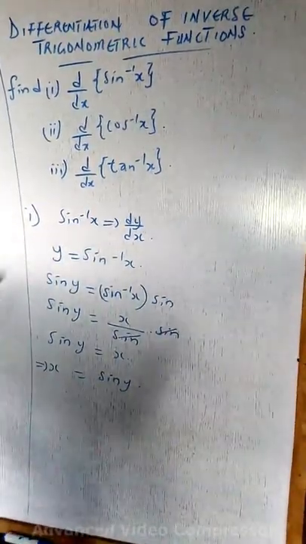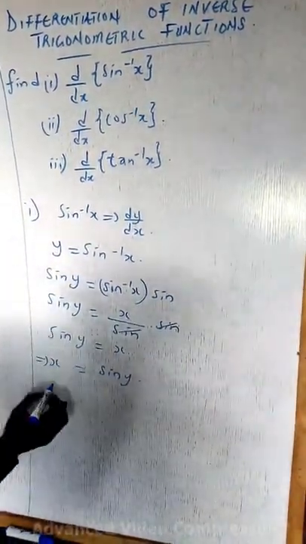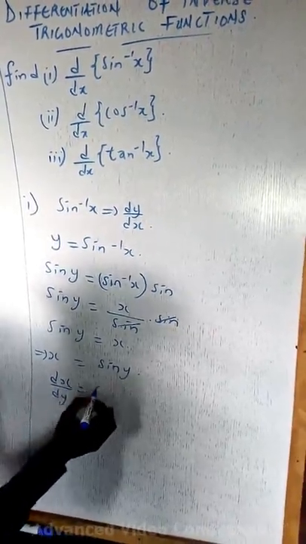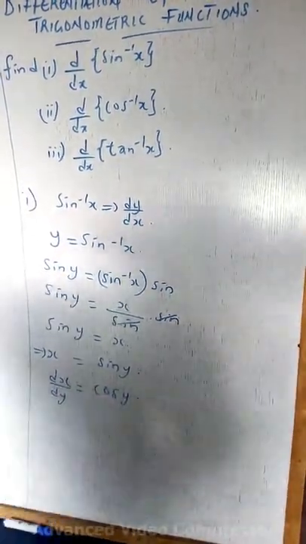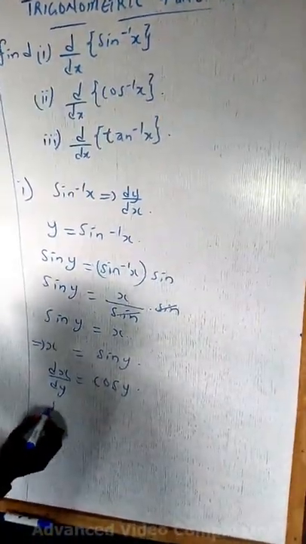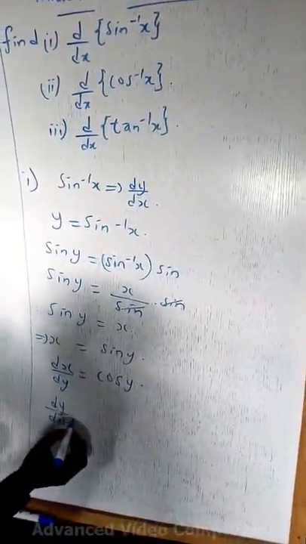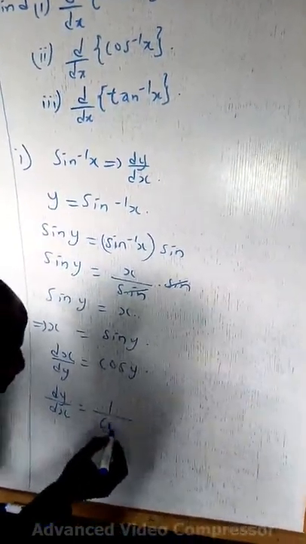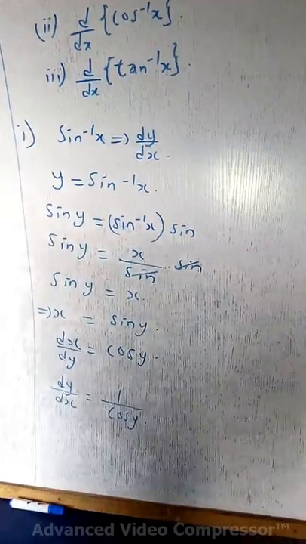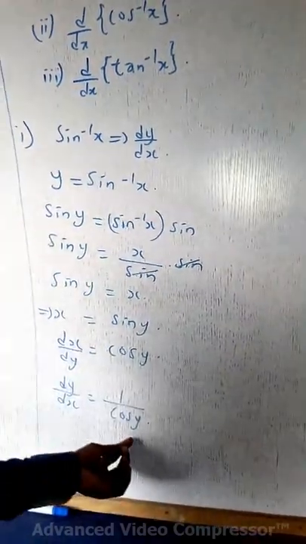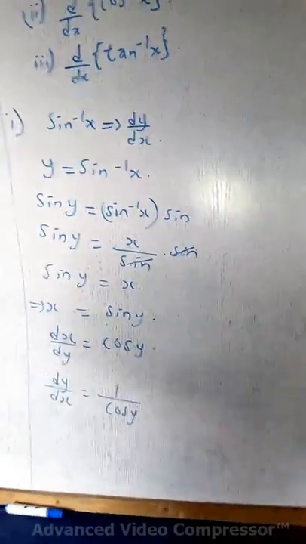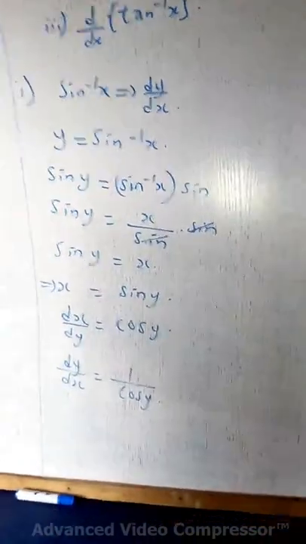So we are trying to find dy/dx, but from here we can get dx/dy, and that is cos y. But we are looking for dy/dx, so we take the inverse, that is dy/dx, and that is 1 over cos y. 1 over cos y is what we get here. But this cos y is an introduced variable. Then we have to get rid of this cos y. How do we get rid of this cos y?